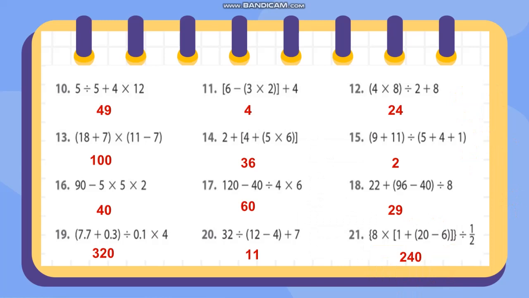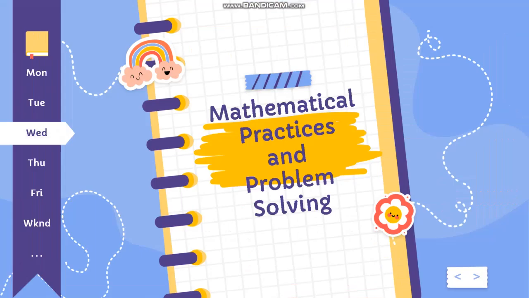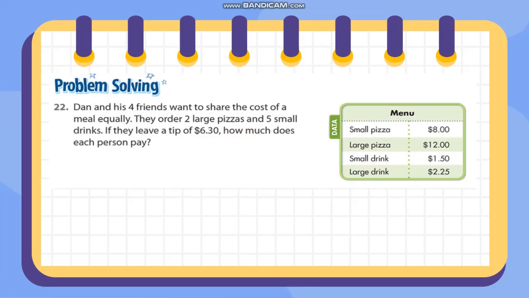Okay, so next, the mathematical practices and problem solving. Question number 22. Dan and his 4 friends want to share the cost of a meal equally. They order 2 large pizzas and 5 small drinks. If they leave a tip of $6.30, how much does each person pay?